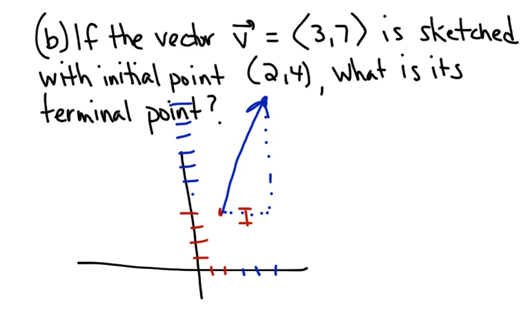So where am I at? Well, if I go 3 units to the right, I'm at 5. So the terminal point must be at 5, comma, and then if I go 7 units up from where I started, I was at 4, I went up 7, so I must be at 11. So the terminal point must be at 5, 11.